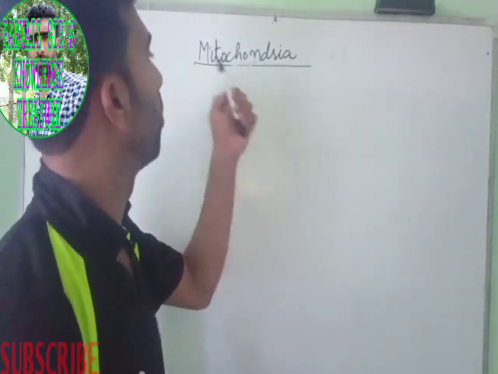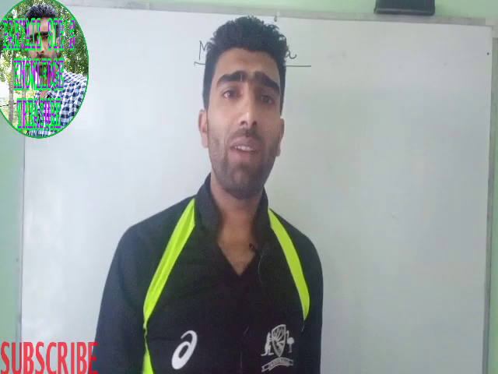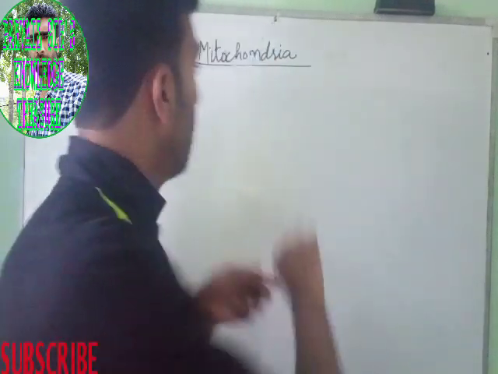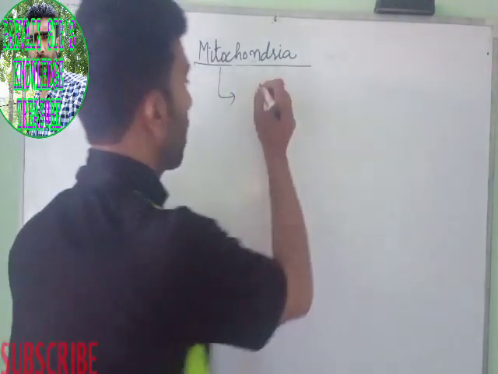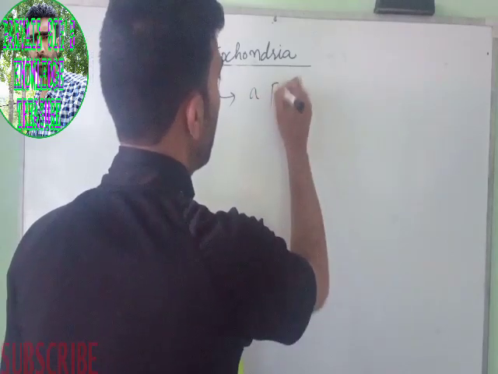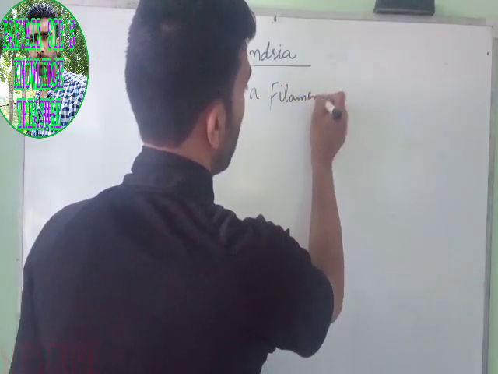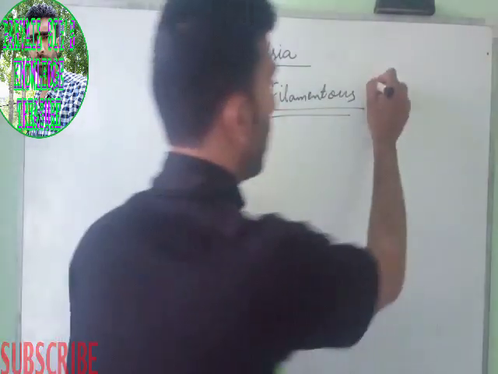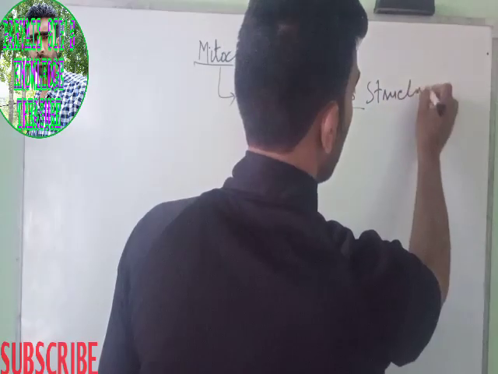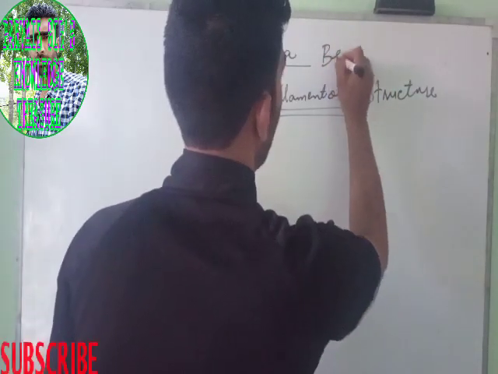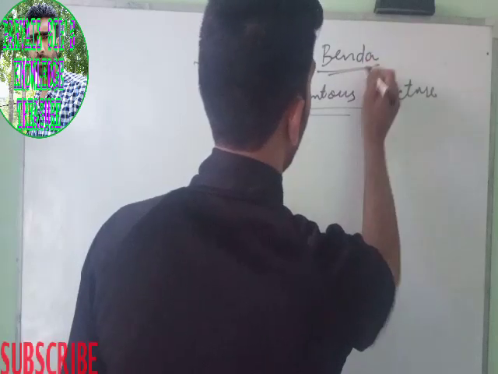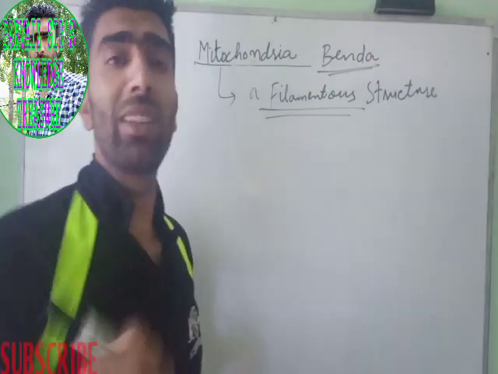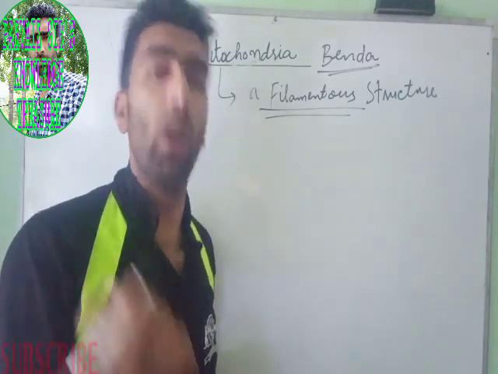In today's video, I will discuss mitochondria. Mitochondria was first observed by Altman and Benda, and Benda called a filamentous structure in the cell as mitochondrion.